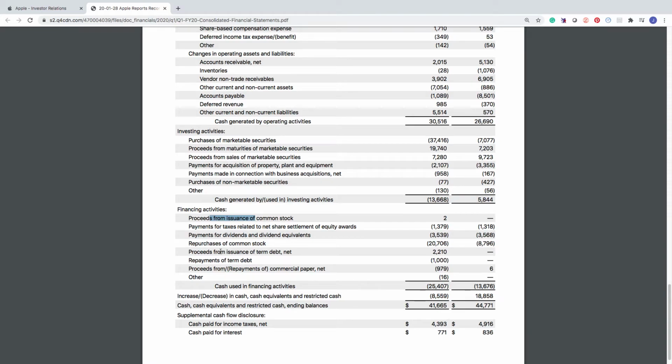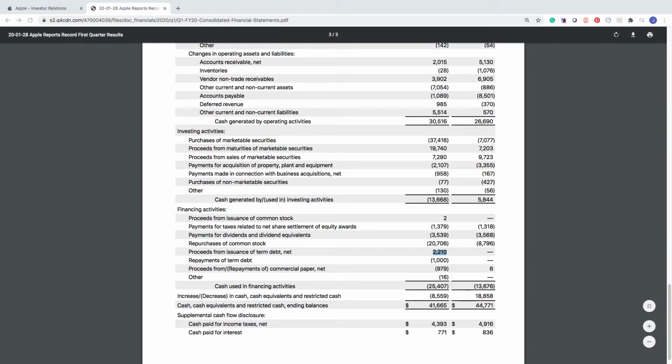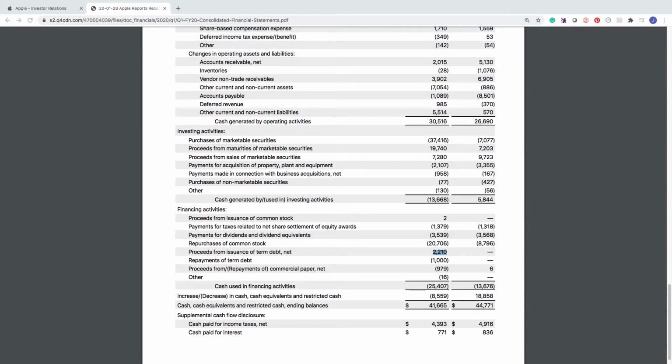Now, if we talk about proceeds from the issuance of term debt, for instance, this shows us the amount that Apple has raised from the debt markets, from different bonds that have been issued, or from different banks that have lent money to Apple. The other interesting things that we have here, which are very chunky numbers, are repurchases of common stock and payments for the dividend and dividend equivalents.